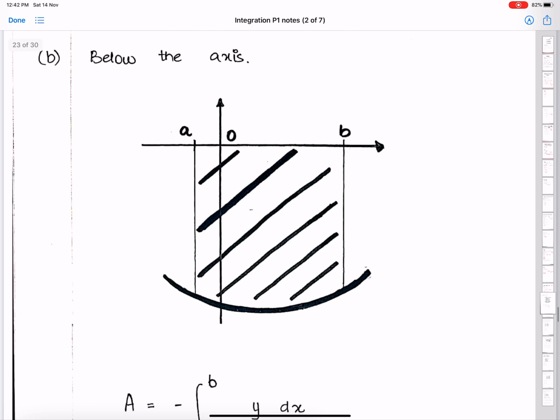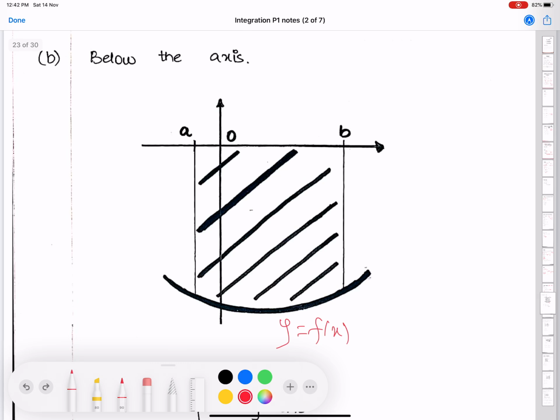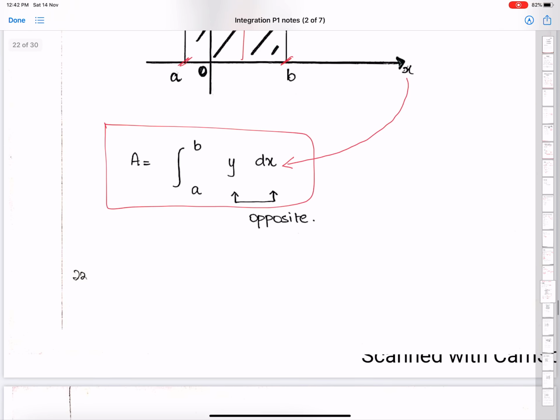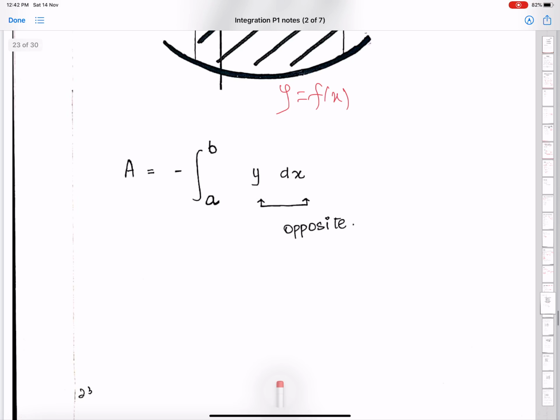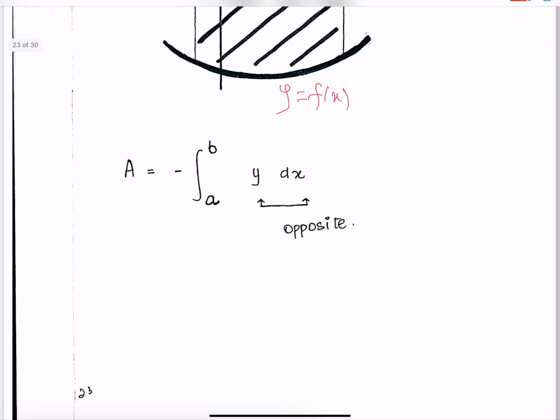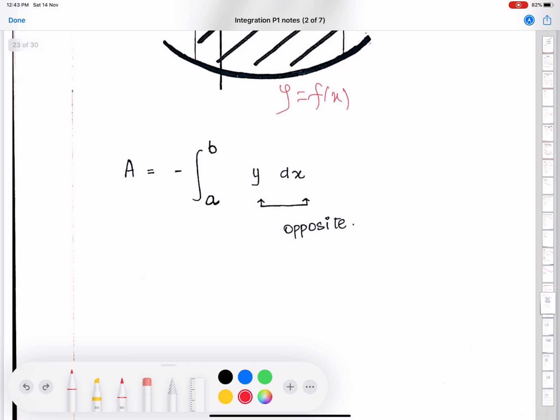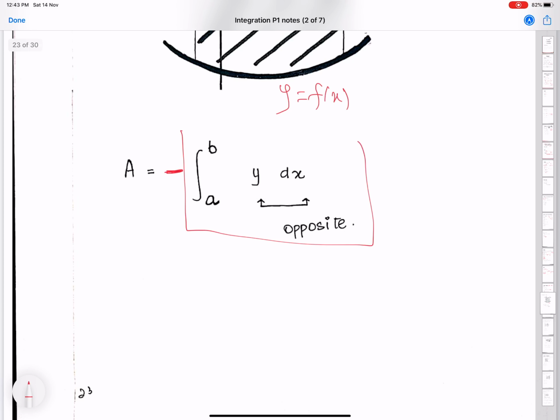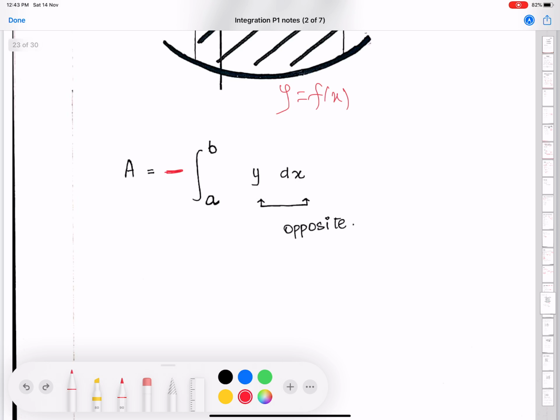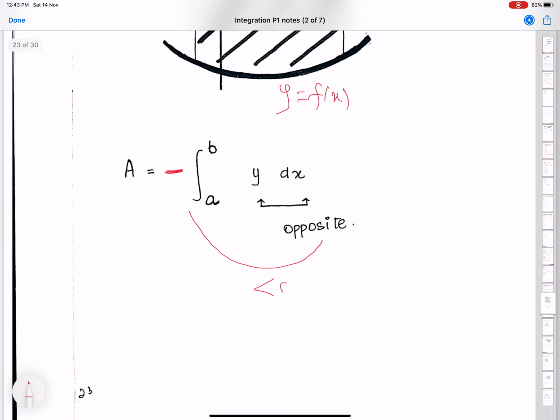When the curve is below the x-axis, this is the equation of the curve, and this is below the x-axis. You need the area between the curve and the x-axis. For this area, you need to use the same formula, but you need to write a negative sign before the sign of integral. Why? Because you will get this answer negative. So this is always negative, so this negative will make this positive. That's the logic of this negative sign, because this answer will always be less than 0, and this negative will make this positive.